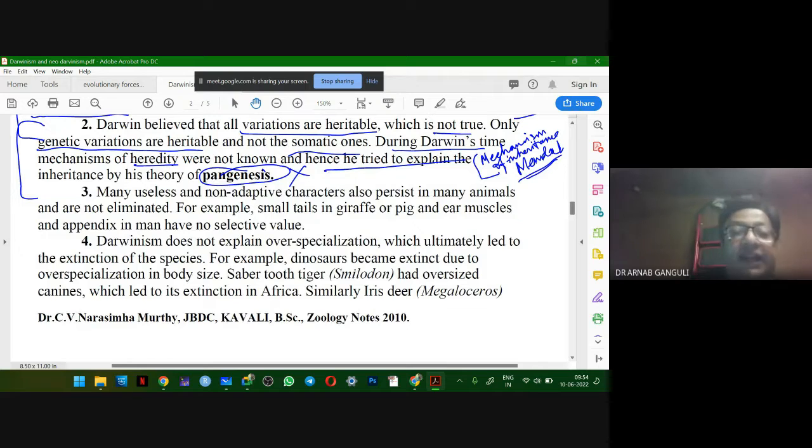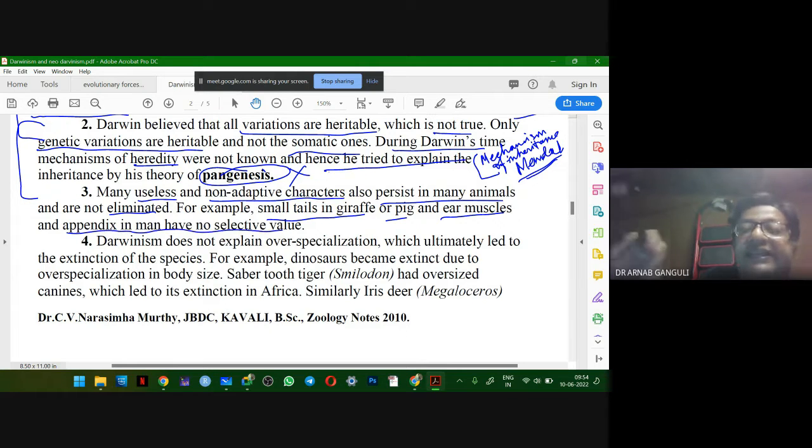Okay. Another criticism of Darwinism was that many useless and non-adaptive characters also persist in many animals and are not eliminated. For example, small tails in giraffe or pig, ear muscles and appendix in man are said to have no selective value. What is the use of our appendix? Or a small tail of a pig? If in a pig it is no use at all.